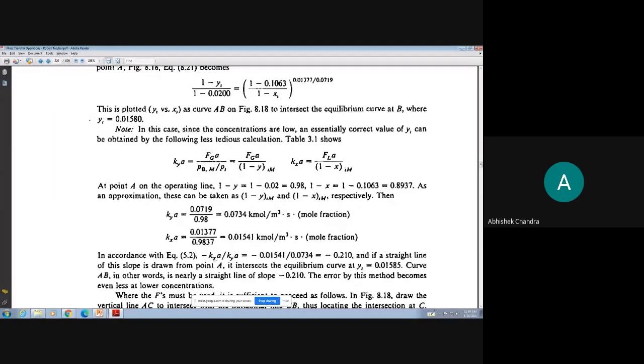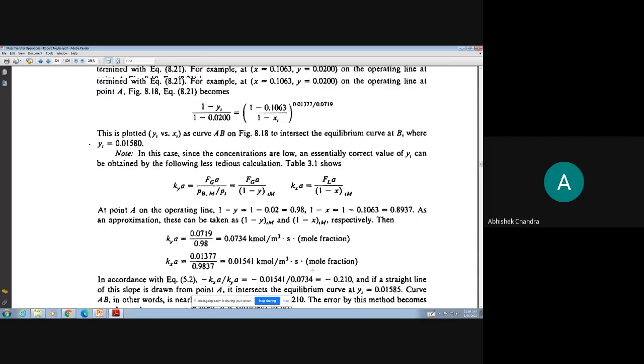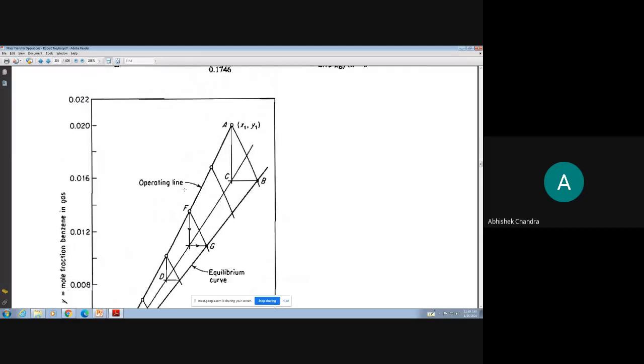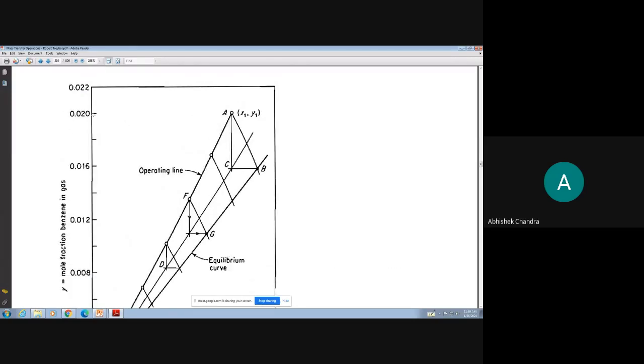Division of this, that is minus kxa upon kya, will give the slope. And from where will we draw this slope? This slope is drawn from this point, corresponding to the y we have taken as 0.02. From this point you can draw the slope of minus kxa upon kya. When you draw this slope, where this cuts the equilibrium curve, this line represents the slope minus kxa upon kya.